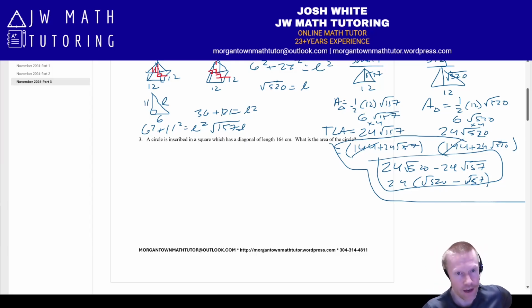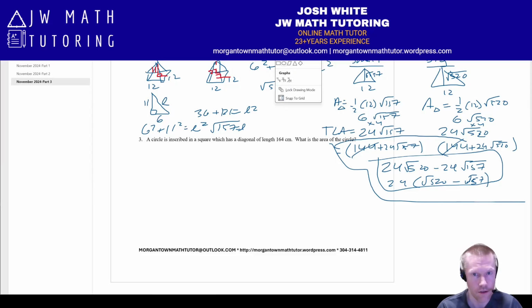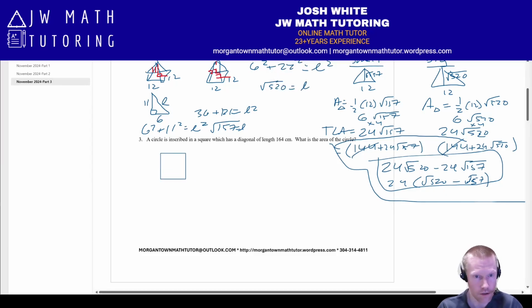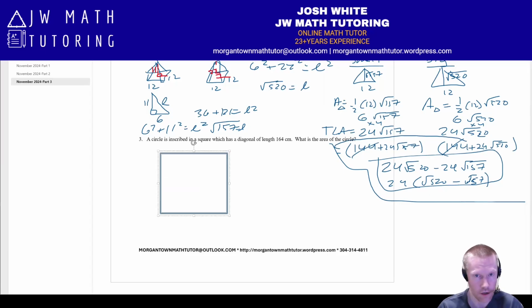So here we have a circle inscribed in a square. So here is our square. Let's see if I can get an appropriate circle inside it. Okay, perfect. All right, the square has a diagonal with a length of 164. So here's the diagonal, going like this, it'll pass through the center of the circle. I want to know the area of the circle.